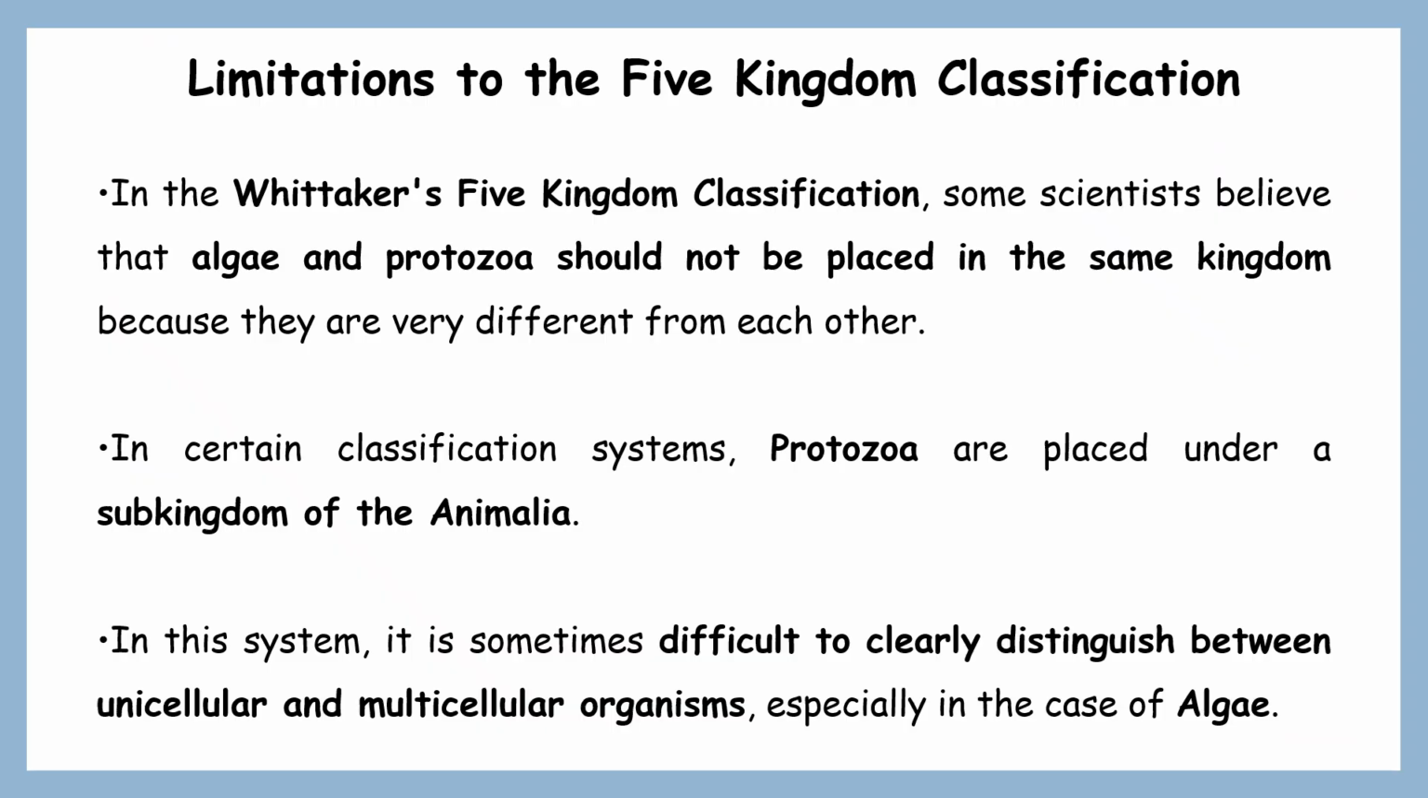Coming to the limitations of this five kingdom classification, which was proposed by Whittaker. Some scientists believe that algae and protozoa should not be placed in the same kingdom because they are very different from each other. In certain classification systems, protozoa are placed under a subkingdom of Animalia. In this system, it is sometimes difficult to clearly distinguish between unicellular and multicellular organisms, especially in the case of algae.